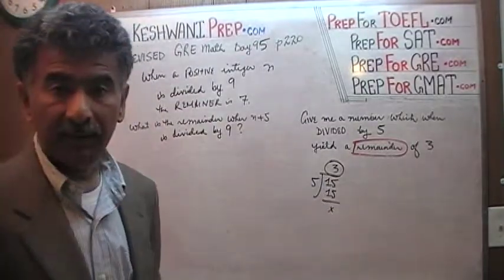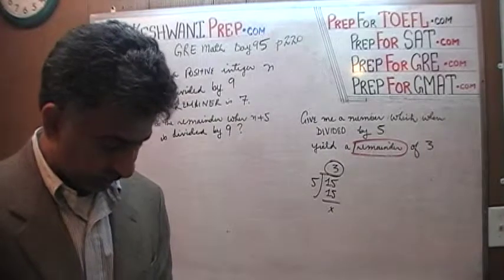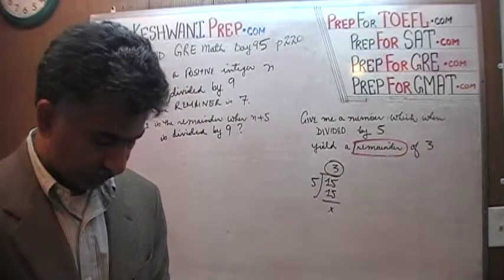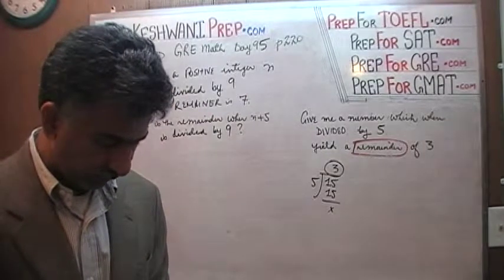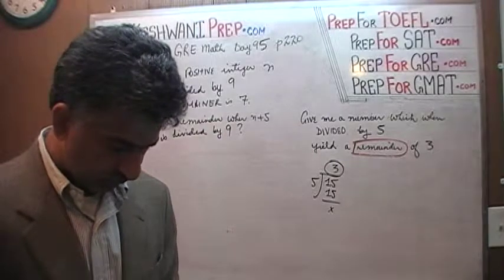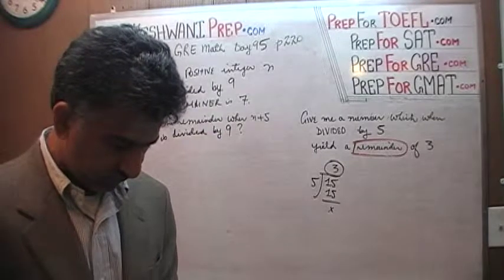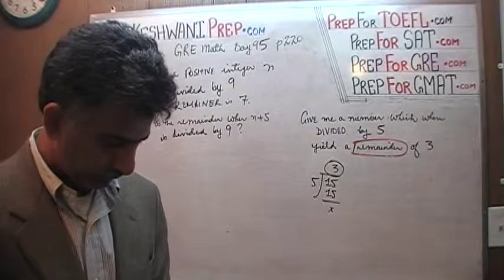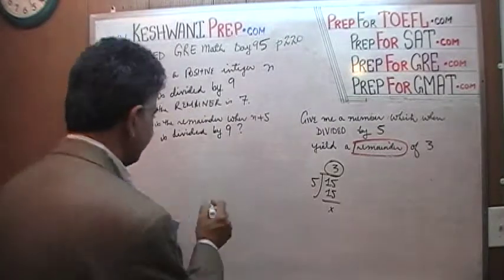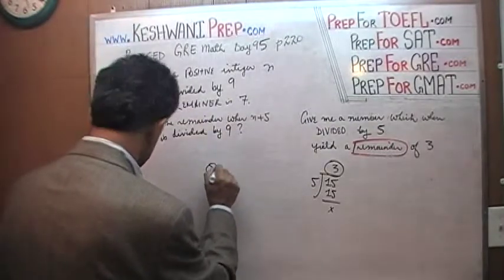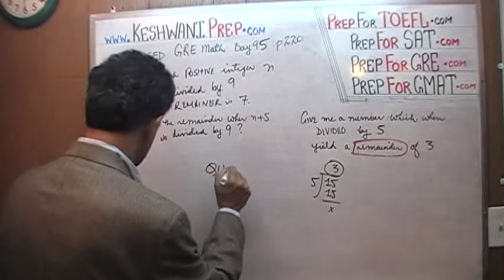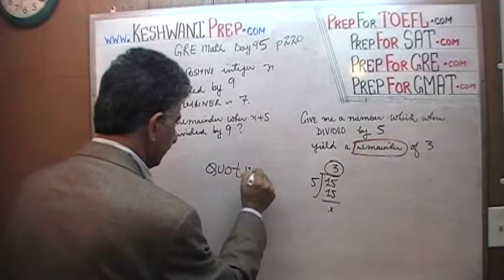This is not a remainder. I'm looking for a word, quotient. I do not know how to spell it, so I have to look it up. I don't want to misspell on the blackboard. Quotient, Q-U-O-T-I-E-N-T.